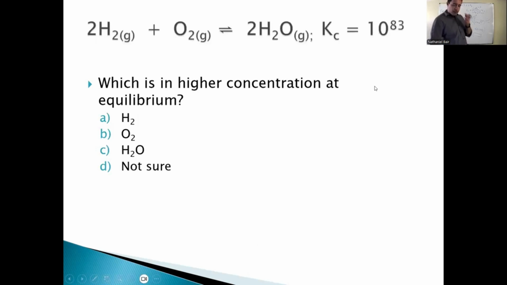Cool. Take a second here. Here's a multiple choice question, even though I'm not a big multiple choice guy. Look at that synthesis reaction. Look at that equilibrium constant, and then tell me which would be in the higher concentration at equilibrium out of those three things. Who's going to have the highest concentration once equilibrium is reached?